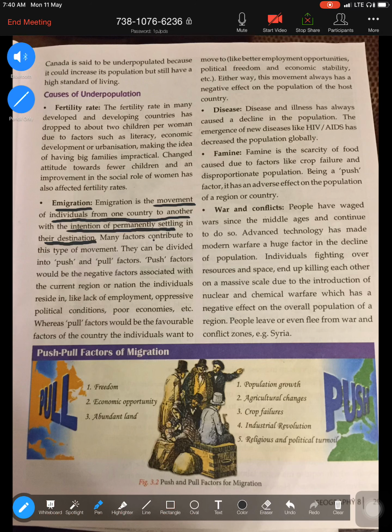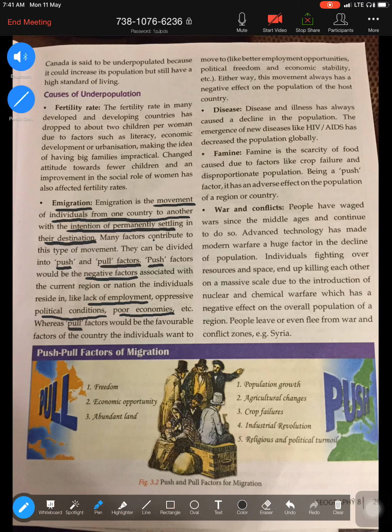Now immigration can take place because of two factors. One is called a push factor and the other is a pull factor. This is there in the chapter on migration. Just quickly let's talk about what are push factors. Push meaning a negative factor, something that discourages people to live in that region. So it could be lack of employment, a very oppressive, very unsafe political condition, poor economies. So that can lead to a push for people to leave their place and move to some place else.